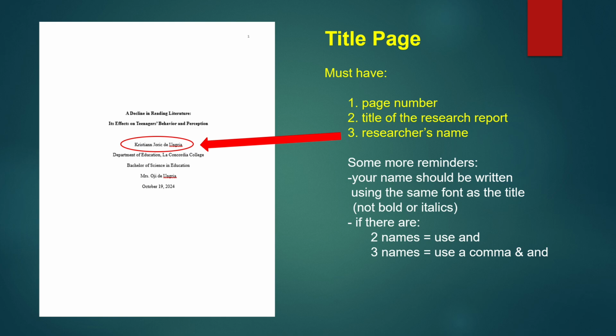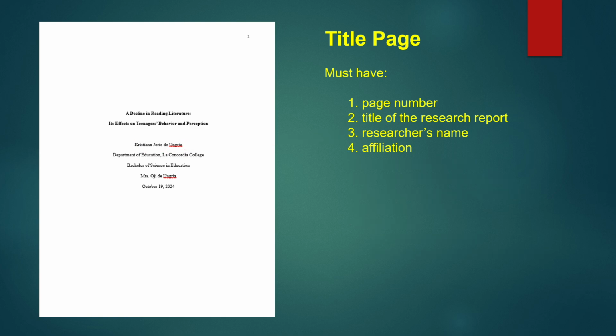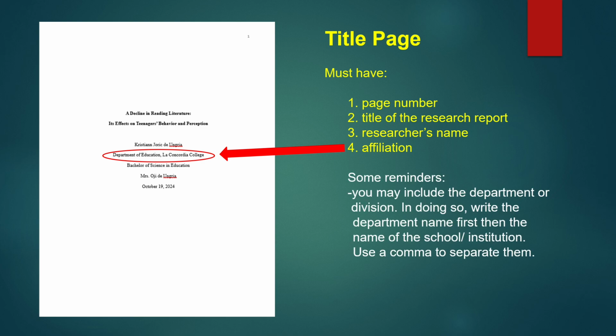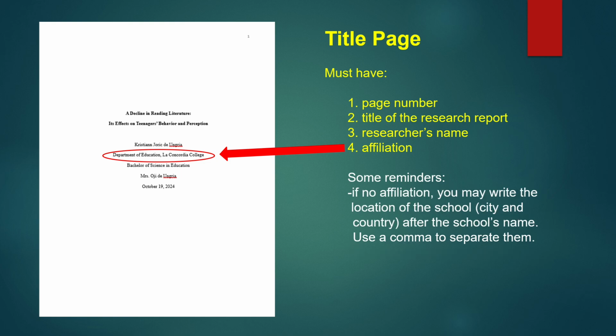Moving on to the fourth variable of the title page, the affiliation, which is usually the name of your school or institution. Affiliation may include the name of the department or division you belong to, if applicable. In doing so, write the name of the department first, then the name of your school, separated by a comma. However, if the researcher has no affiliation, you may write the location of your school, including the city and country.